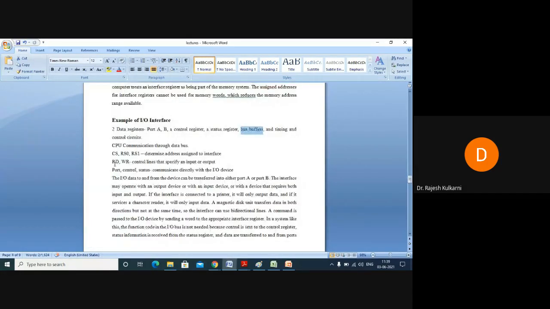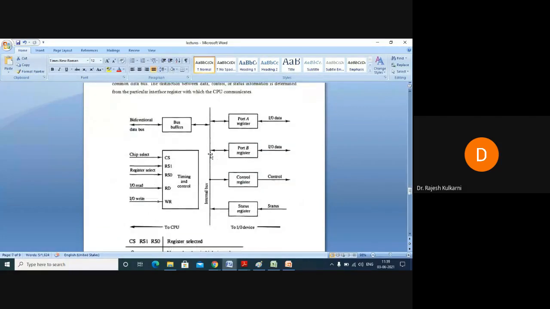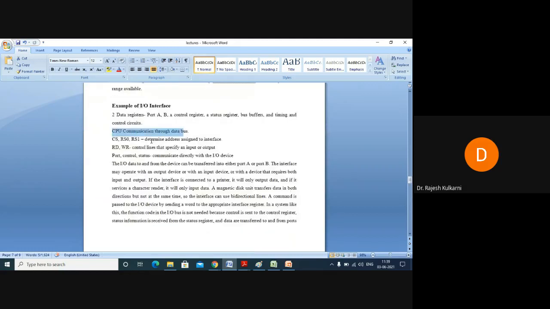Next, the CPU is communicating to the IO unit through the data bus. It means the interface unit talks to the CPU using this bidirectional data bus.